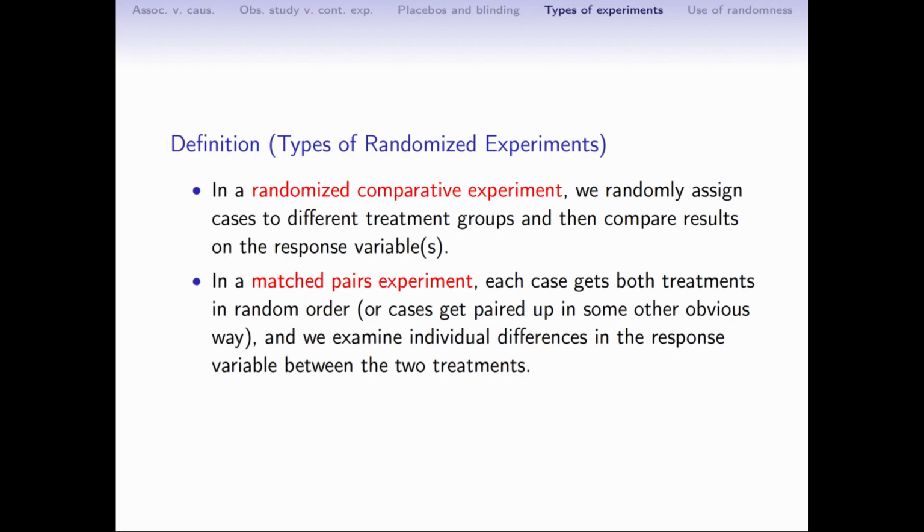Another study, which is incredibly useful when it can be done, but is limited in how it can be conducted, is what's called a matched pair experiment. In a matched pairs experiment, each case gets both treatments in random order, or cases get paired up in some other obvious way. We'll talk about that. And we examine individual differences in the response variable between the two treatments. Now it would be helpful to have a concrete example so that we can build a fence around these two ideas.